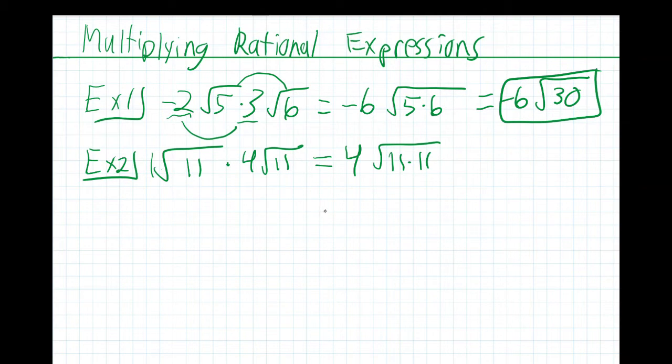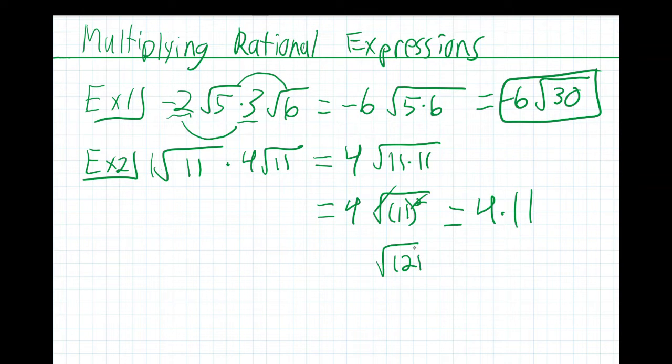Well, the square root of 11 times 11 is the square root of 11 squared. So the square root cancels out our square there. And now we get 4 times 11. In other words, 11 times 11 is also the same thing as the square root of 121. And that just becomes 11. So now 4 times 11 becomes 44 for your final answer.